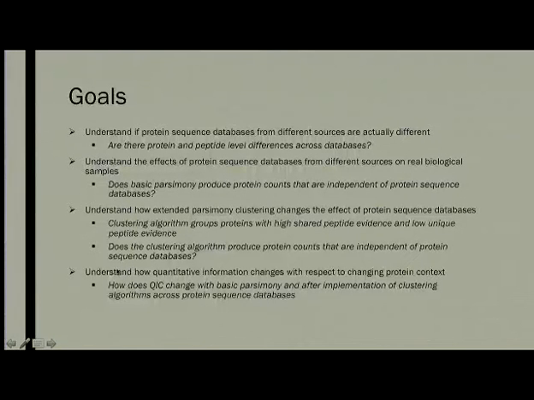And throughout my presentation, you'll see how the definition of unique and shared peptides changes with respect to the basic parsimony logic and also with respect to the extended parsimony clustering. So we've computed this metric called the QIC, or the quantitative information content, which is the ratio of the unique PSMs out of all the identifiable PSMs. And what we wanted to see is we wanted to explore the dependence of QIC on the choice of protein sequence database, basic parsimony logic and extended parsimony clustering.